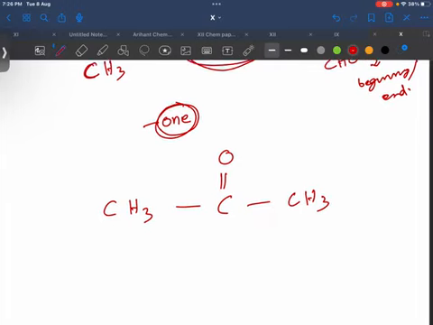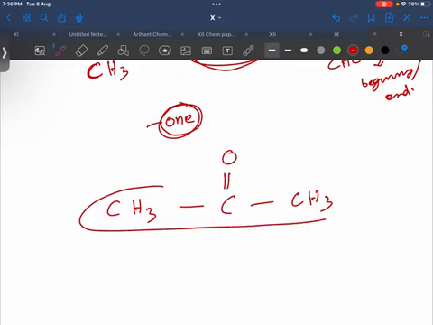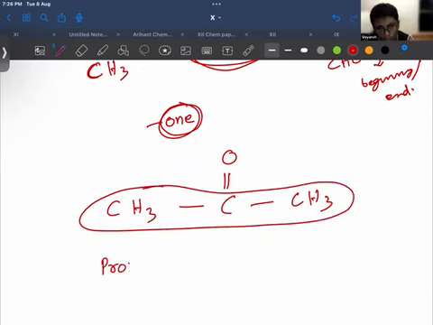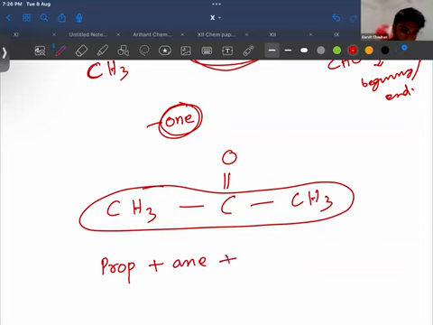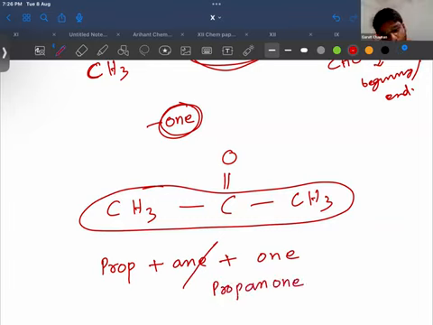How many carbon atoms are there in the main parent chain? 3. So it's going to be prop. Is there a double bond in the main chain? No. So it's prop plus an, plus one, and we remove the E. So it's going to be propanone. Weird names. Yeah, weird names.